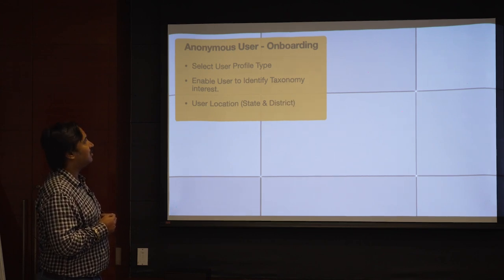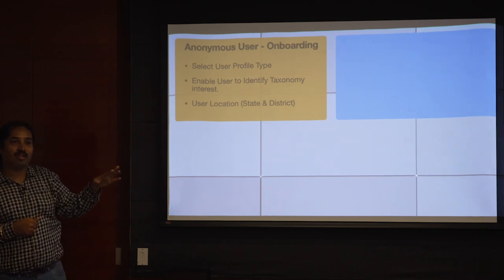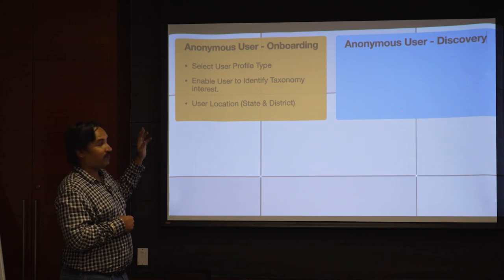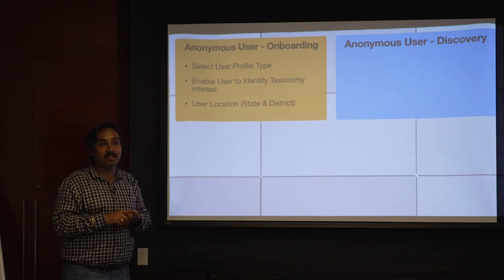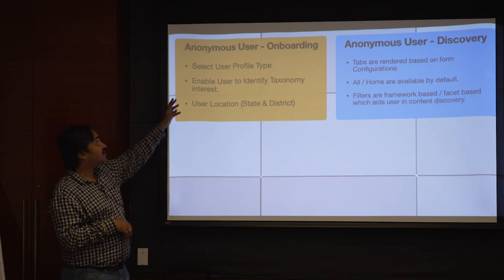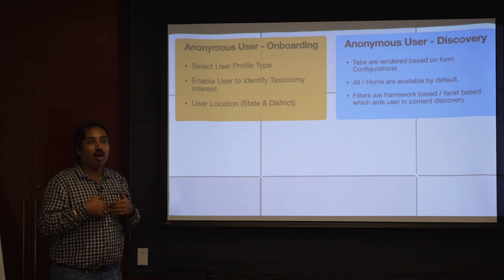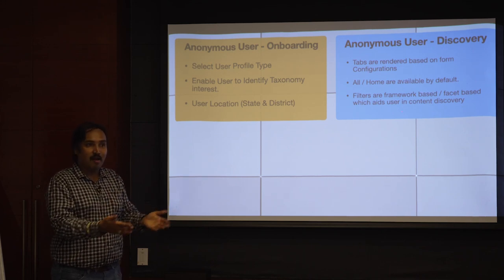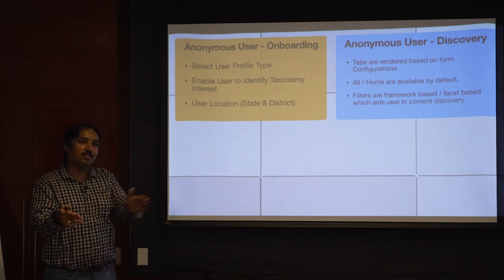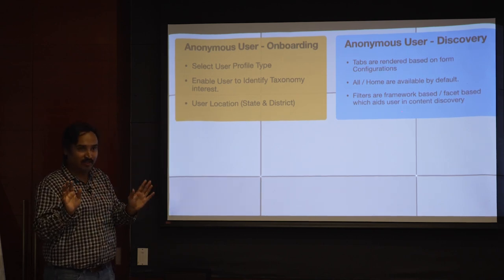So the first one is anonymous user onboarding. Any new user that comes in is expected to identify himself with what kind of user he is. Is he a teacher or a student? This is the first step that would be asked for. The next is, what taxonomy am I interested in? Am I a CBSE English medium class 10 or something else? That is the second step. He's an anonymous user. We don't know who this guy is, right?